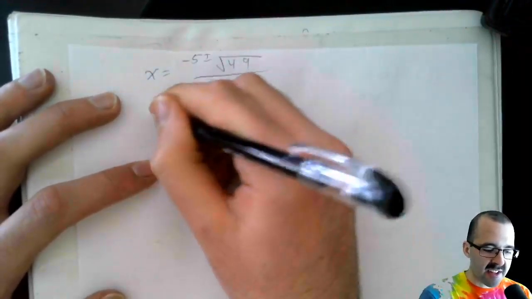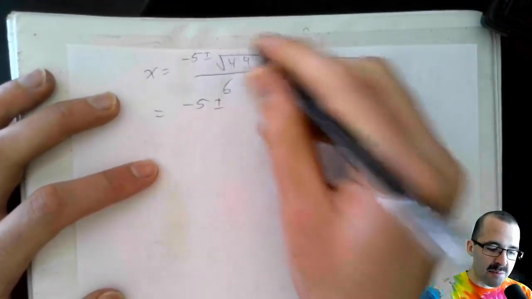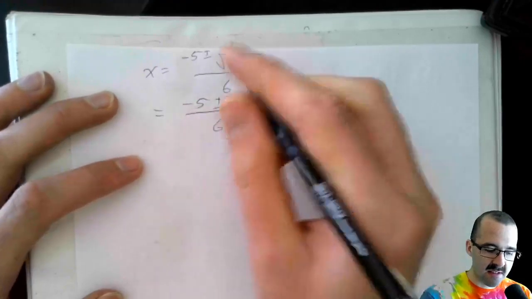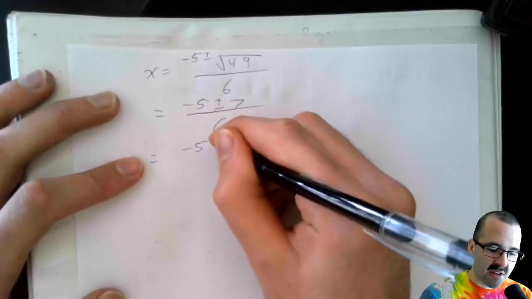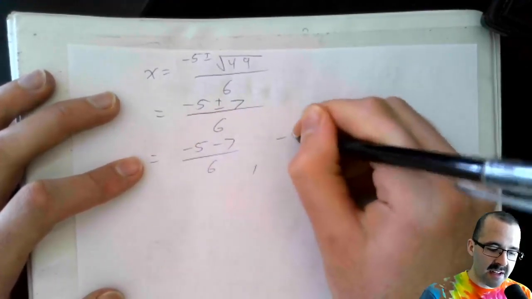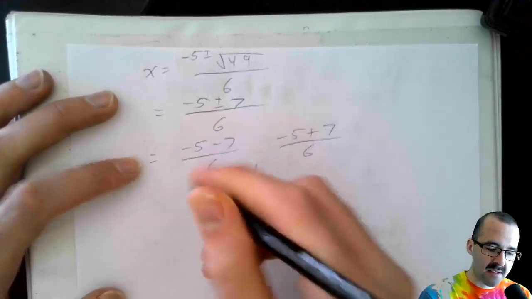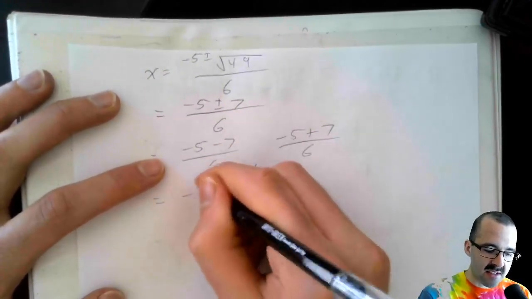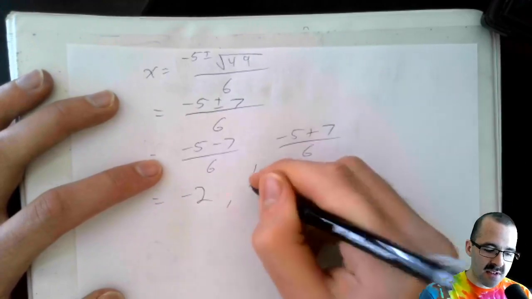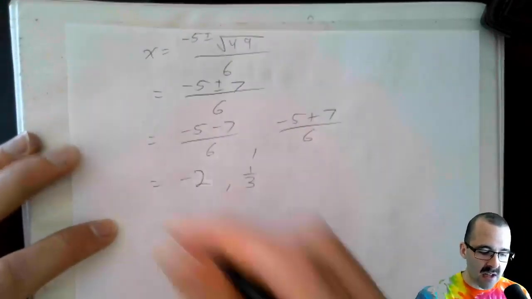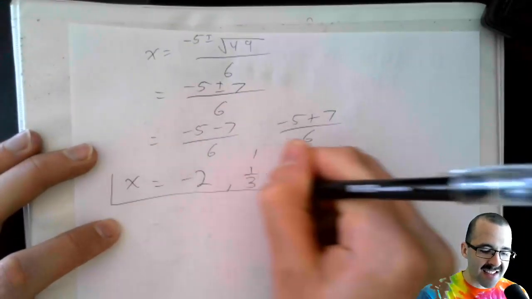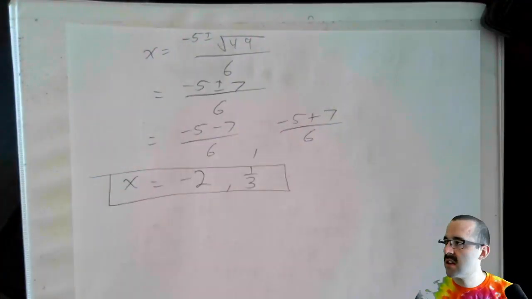And you just keep simplifying like this. -5 plus or minus 7 over 6. So you get -5 minus 7 over 6, and -5 plus 7 over 6. -12 over 6 is -2. 2 over 6 is 1/3. So these are your x-intercepts.